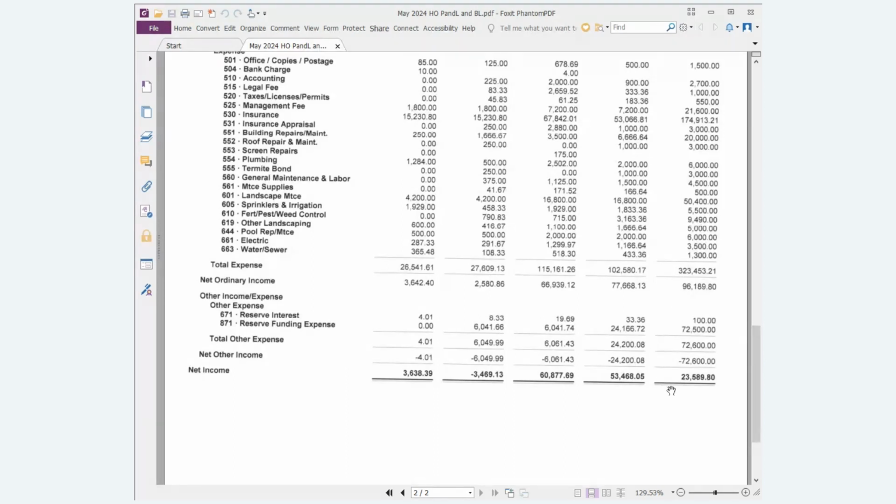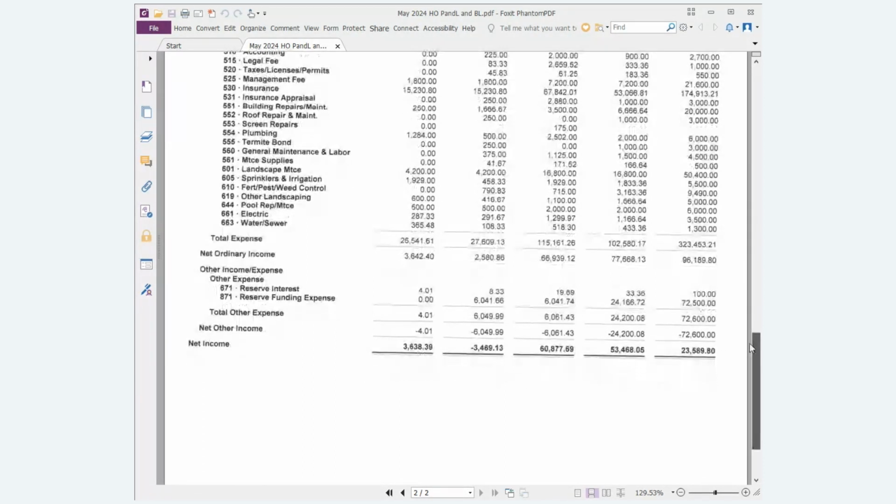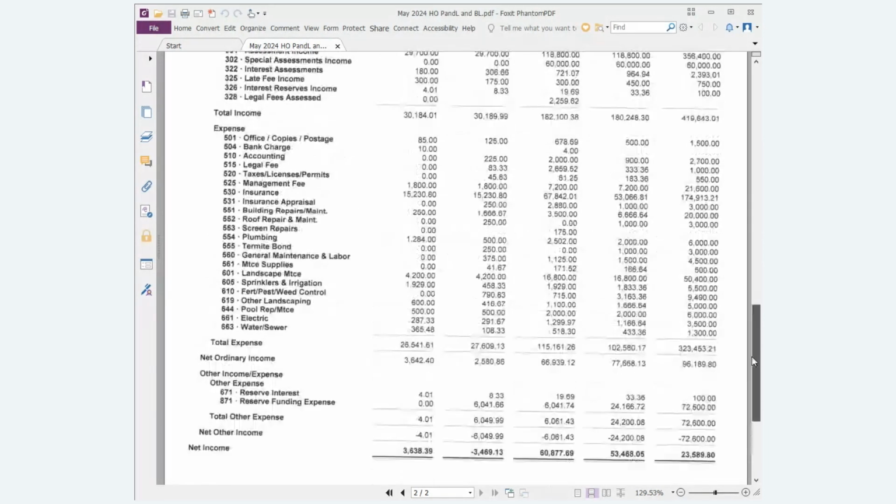You can see the annual budget here. The total amount allocated for reserves is 72,600. This is another unusual arrangement, that the reserving allocation includes the interest. Typically, that would not be the case. Anyway, that's how that works. And here is the net income number for the year to date, 60,877.69. We'll need that number again in a minute. So that covers the income statement, pretty straightforward, even for an HOA.